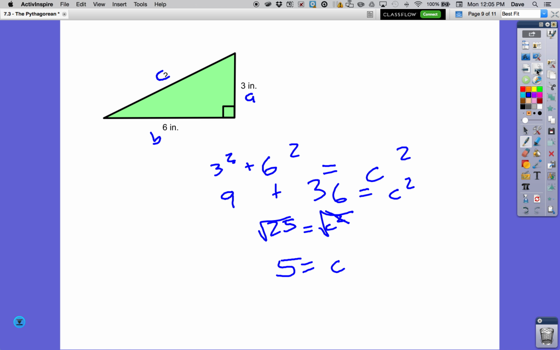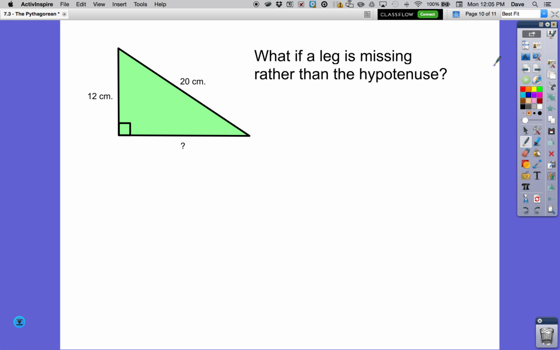In the last example, we're going to put a little twist on it. We're going to ask the question, what if one of the legs is missing rather than the hypotenuse? Well, how's that going to change our work? So if I label this as A, this as B, and this one is C, notice how the hypotenuse is given, but what's missing is leg B. Well, we can still use the same Pythagorean theorem. We can do 12 squared plus, and in this case, b squared, since we don't know what it is, equals 20 squared.